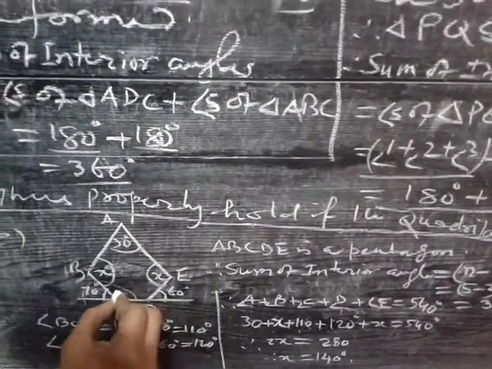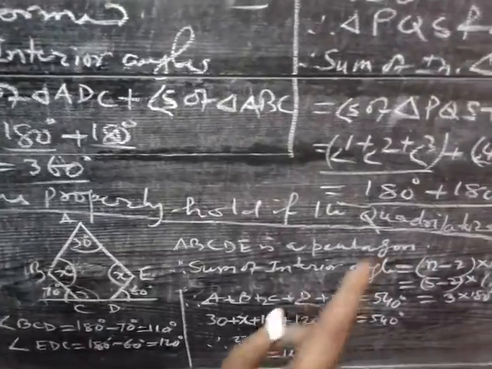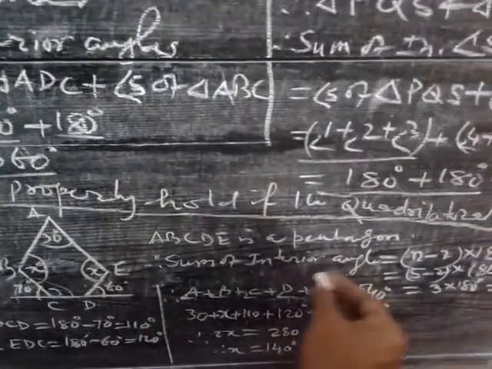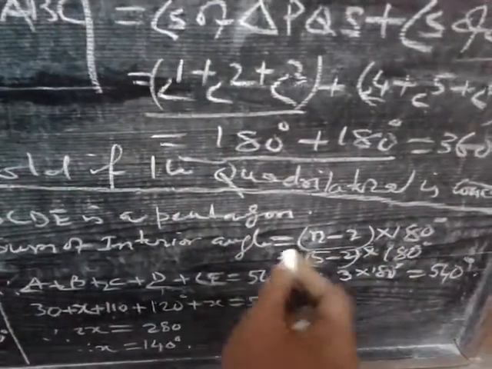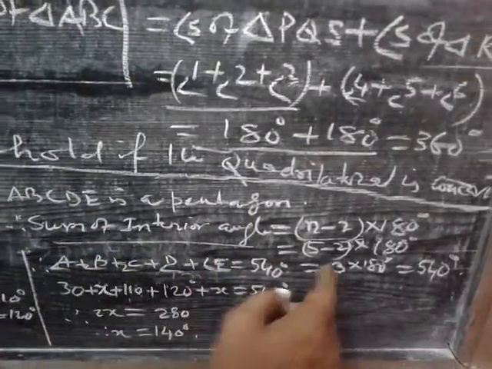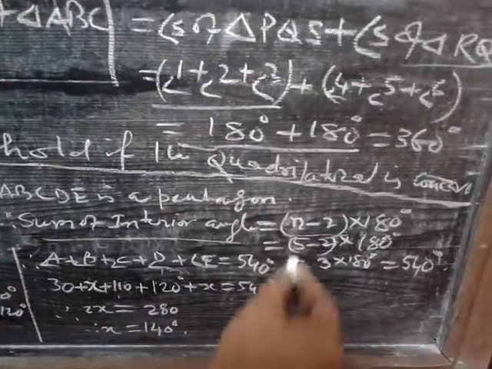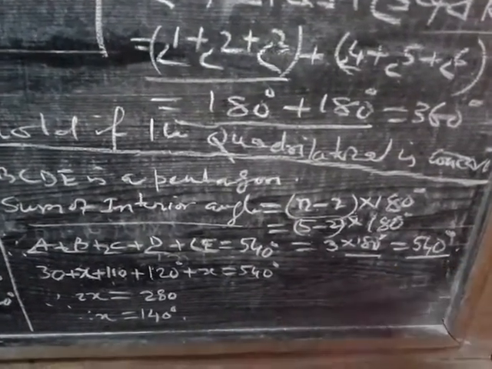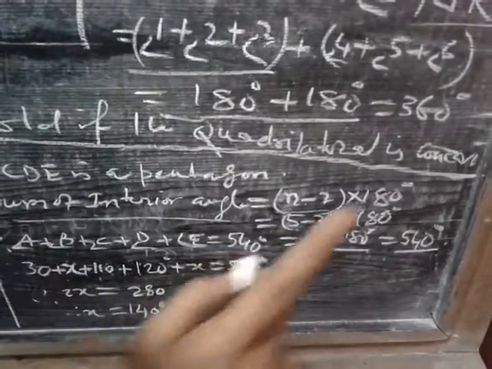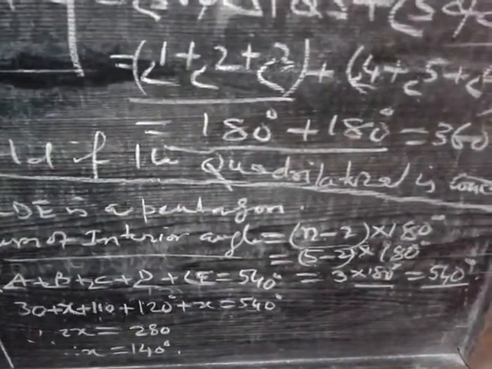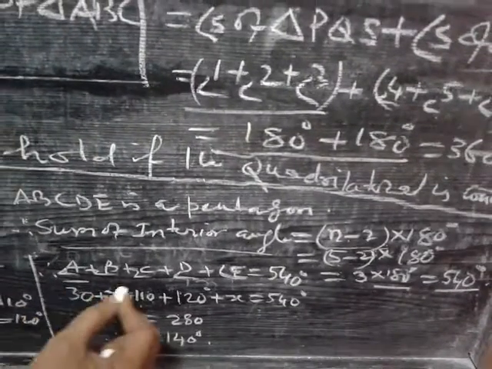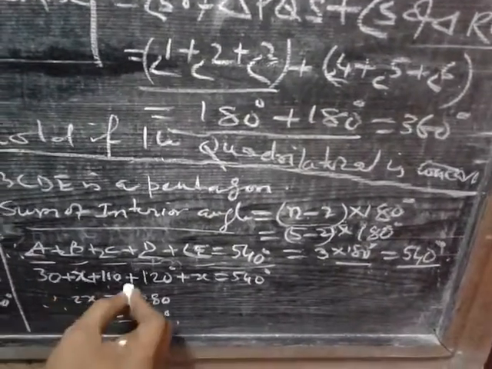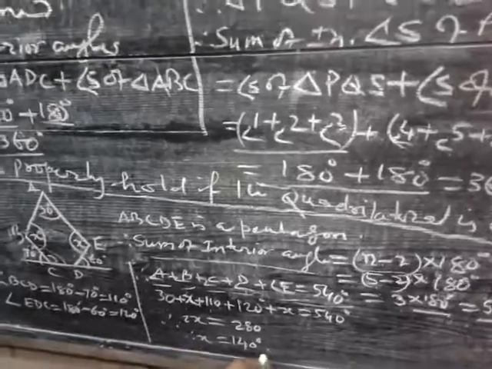So you got these two angles. Now we have to find the total sum of the angles of a pentagon. We use the formula: the sum of interior angles equals (n minus 2) into 180 degrees. Here n is 5, so put the value: 3 into 180 equals 540. This is the sum of the interior angles of a pentagon. Now angle A plus angle B plus angle C plus angle D plus angle E equals 540. Putting all these values and calculating, x will be 140.